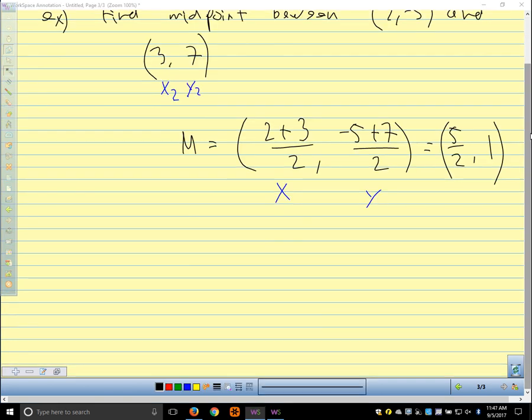All right, questions? Yes? Does it really matter if you write it as a decimal or a fraction? No, it doesn't matter. Probably if you needed to graph it, it would make more sense to write it as a decimal than the fraction.